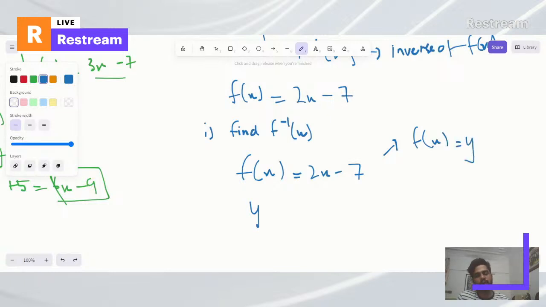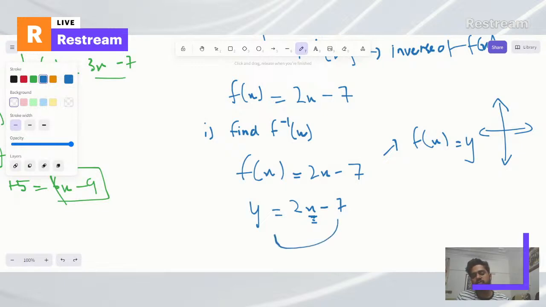f(x) is the value of y, right? It's the value on the y-axis. That's where we got the range from. So it basically means that f(x) can be replaced by y. So we put in y instead of f(x), and the equation goes y equals 2x minus 7. Now we have to make x the subject. That means we have to isolate x.